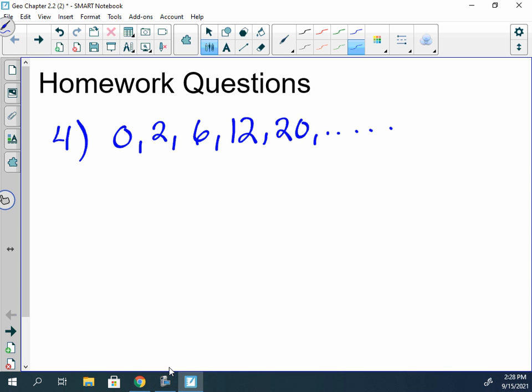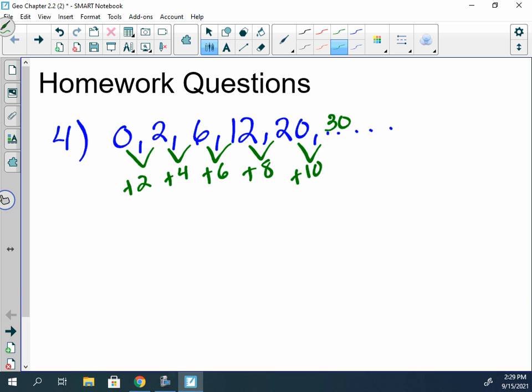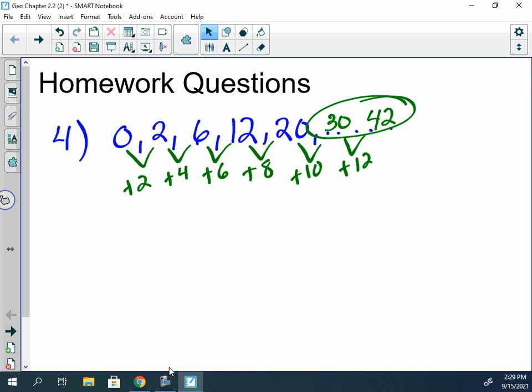We can look at that in a minute. So what did we do to go from 0 to 2? How about 2 to 6? 6 to 12? So the next number would be? So each number is increasing by 2 more than the previous, or something along those lines.